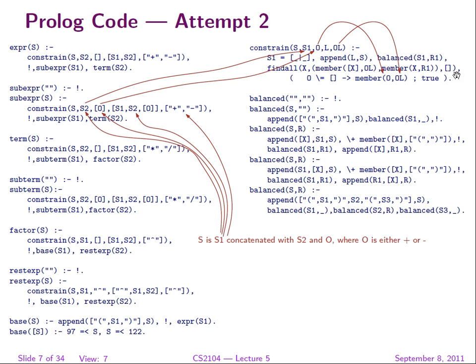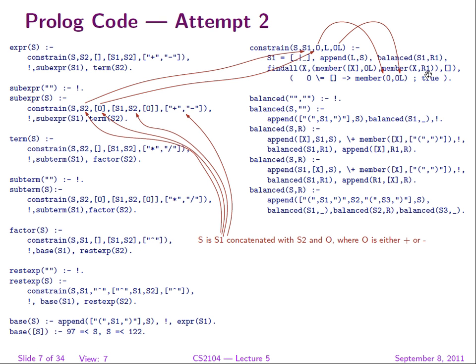All right? So we're saying R1, remember, is the operators that are outside brackets in S1. So we're saying no plus or minus in the term, but outside brackets. So this is how we say it. No element of OL should also be a member of R1.